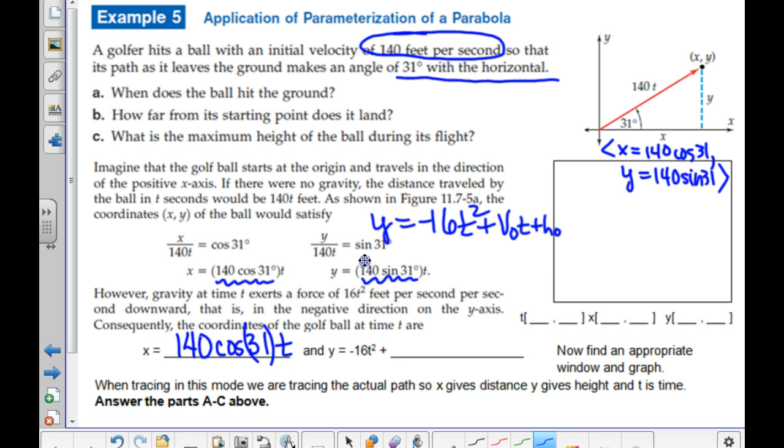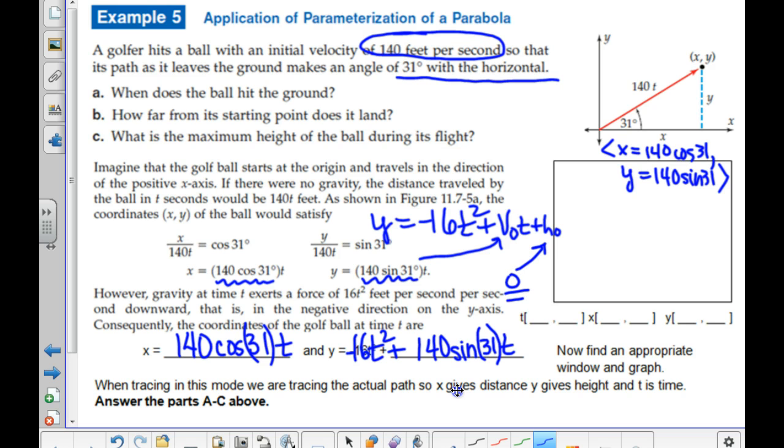And back here, this y is affecting the height. We're going to put it here. So it's -16t squared. I'm going to go over that because I don't want you to forget that's there. Plus 140 sine of 31 t. And now this was off the ground, so there is no initial height. So this is just 0 for h sub 0 back here.